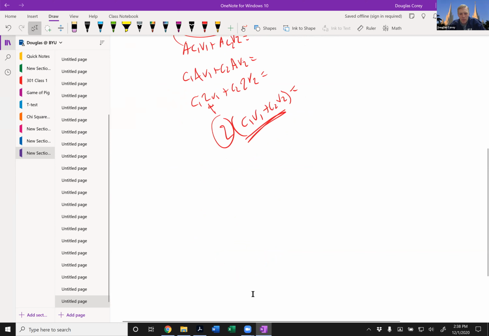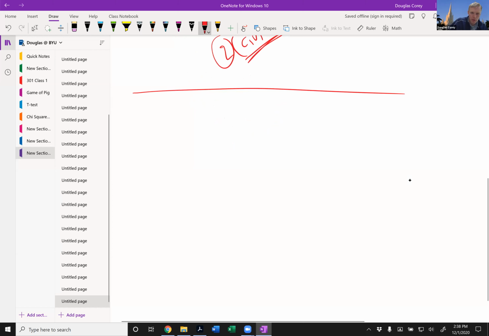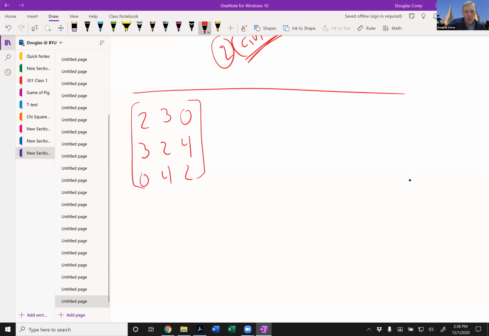So the matrix is 2, 3, 0, 3, 2, 4, 0, 4, 2. If we had more time, I'd let you work through this, but we don't have time for me to walk through the whole thing, but I've already walked through it, so we can skip some minor steps. So here's A. It's symmetric, so I know it's orthogonally diagonalizable. What's my first step in trying to find the orthogonal diagonalization?